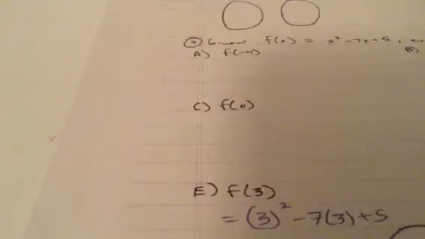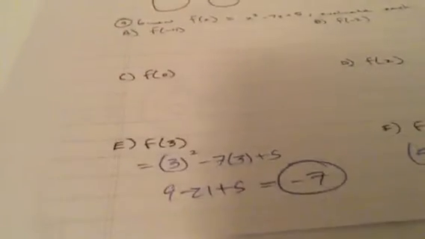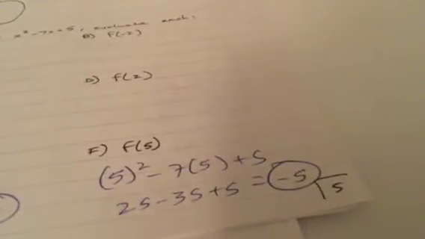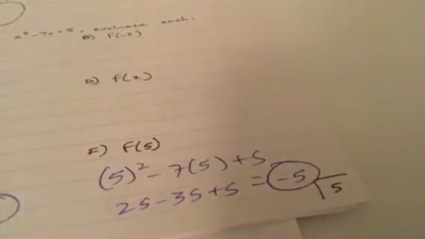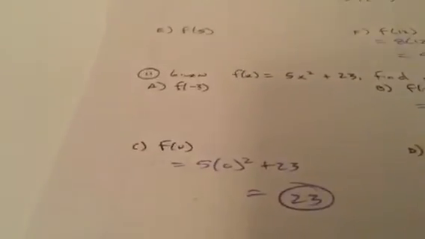Then on number 9, I believe I did f of 3, so just plug that in. You get -7. I did f of 5 as well. Plug that in, you get -5. And pause this whenever you need. Next page, page 6, I believe.